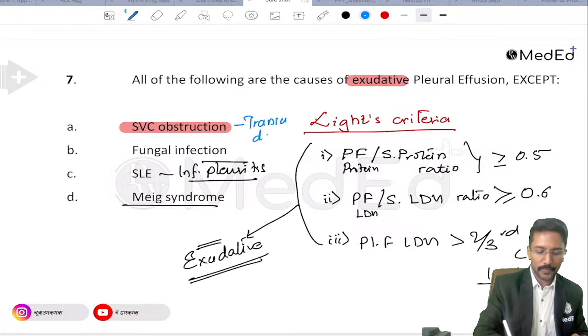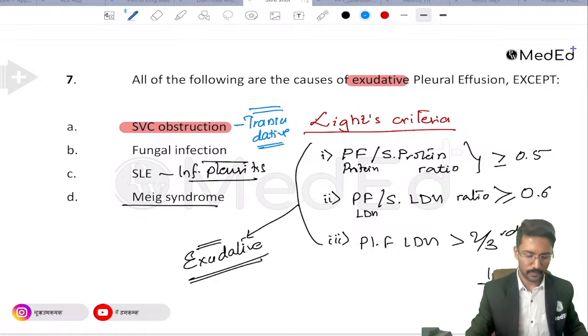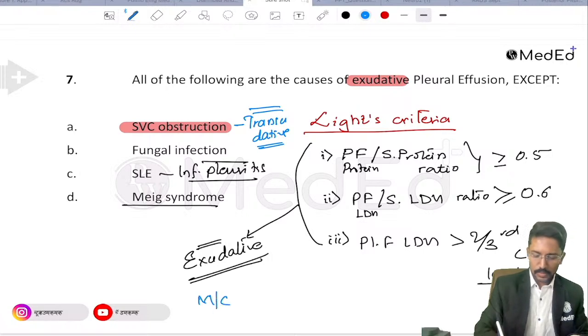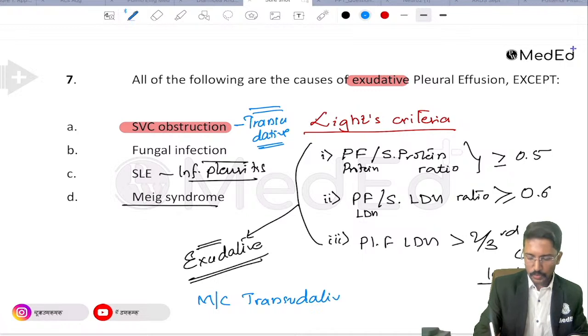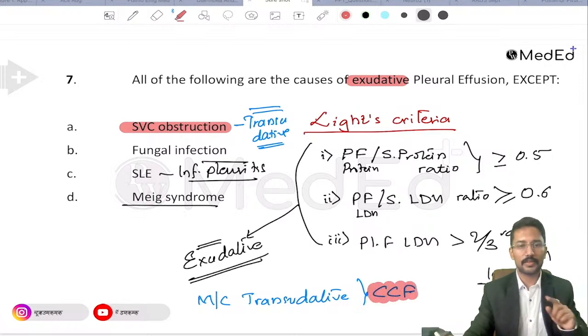Can anybody give me the most common cause of transudative effusion? SVC, yes, the answer is right. So Sunjit, yes, ovarian fibroma, ascites, pleural effusion. That's your triad of Meigs syndrome. Okay. Most common cause for transudative effusion. Right, awesome. The most common cause for transudative effusion is congestive cardiac failure or heart failure.